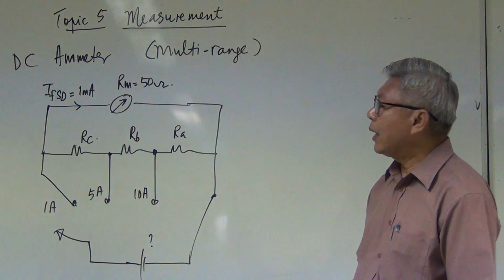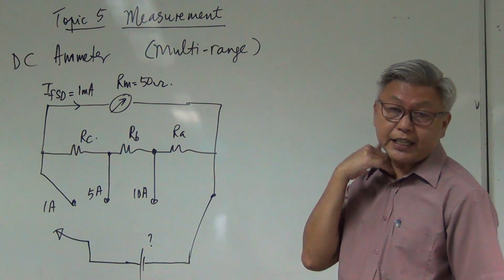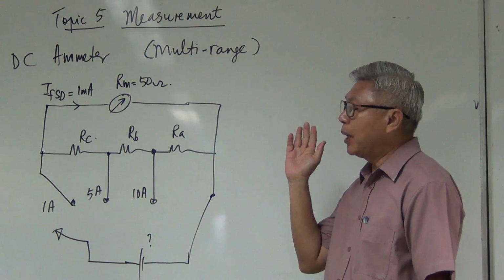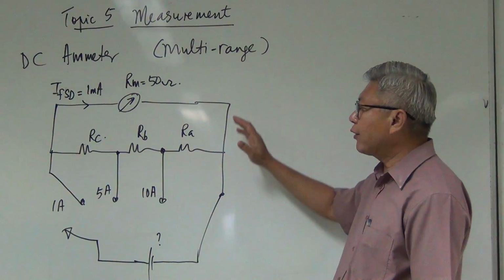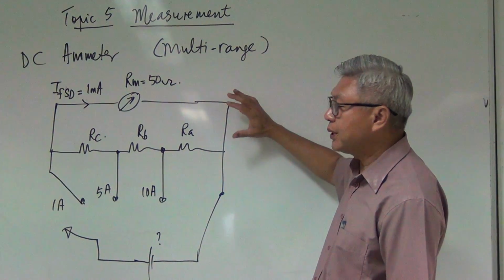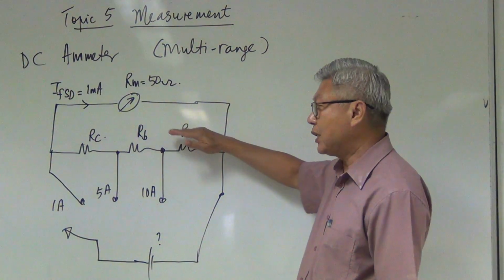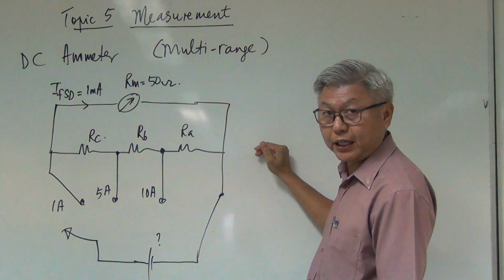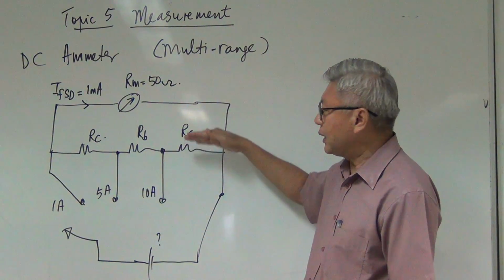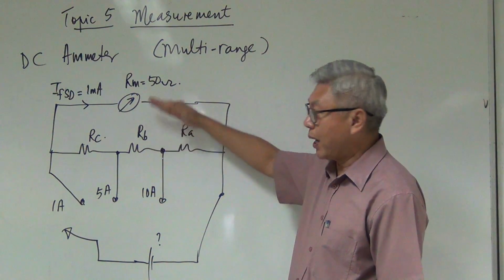Alright, now we talk about ammeters, the DC ammeters where I can change the dial to different current ranges. In this diagram you notice the differences now. For the voltmeter, the resistors were all in series with my permanent magnet moving coil meter, right? But for the ammeter, the resistor is parallel to the meter, parallel.